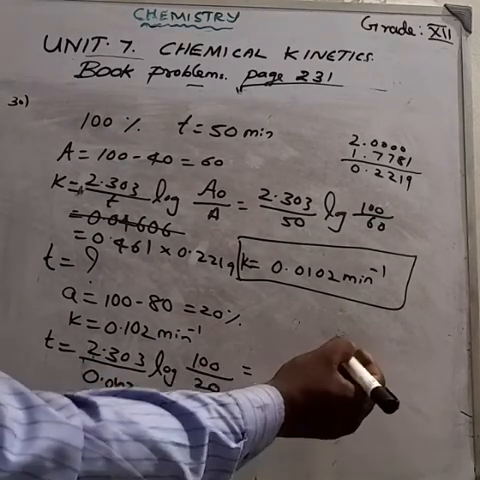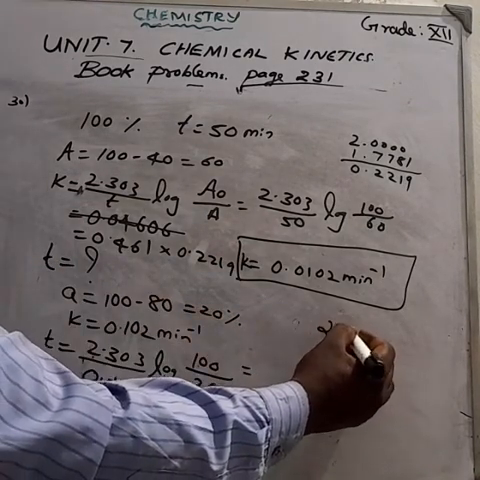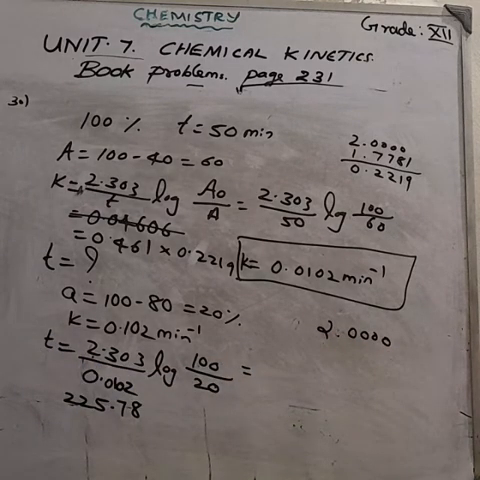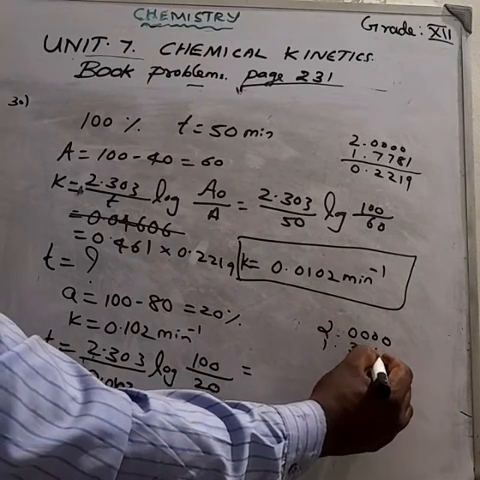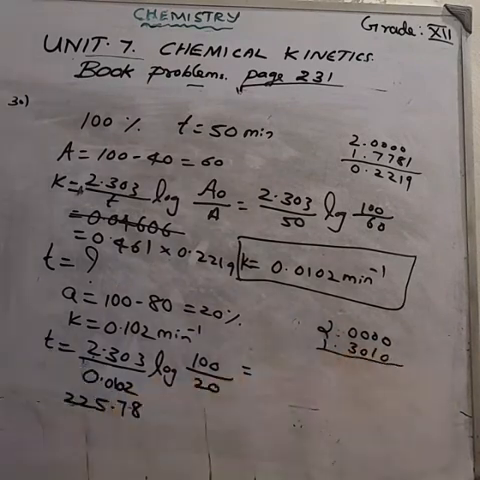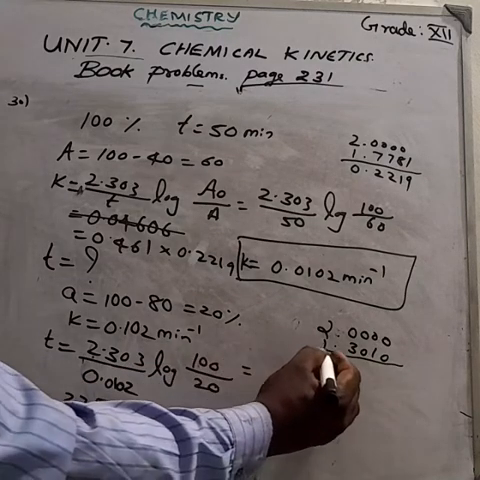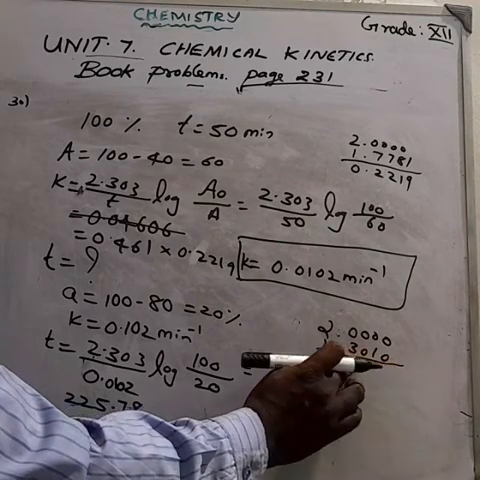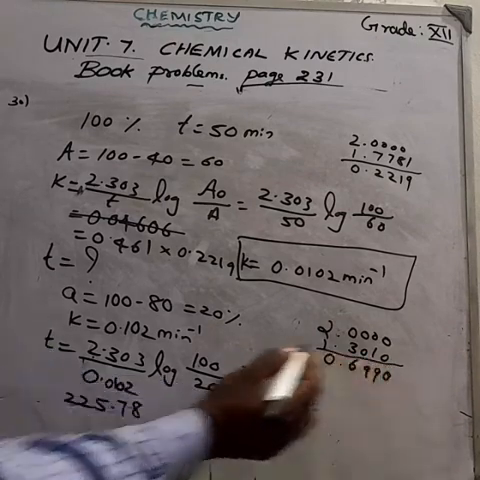Log 100 value, the 3-digit number, so make it 2 point. Log 10 versus 0 means 0, that is 2.0000, divided by log 20, a 2-digit value, so make it 1. Log 20 is 3010. Just I am subtracting, I get the value 0.6990. What is the value here? 0.6990.